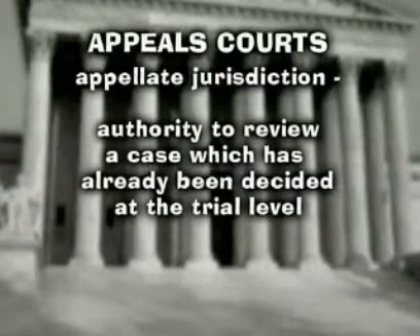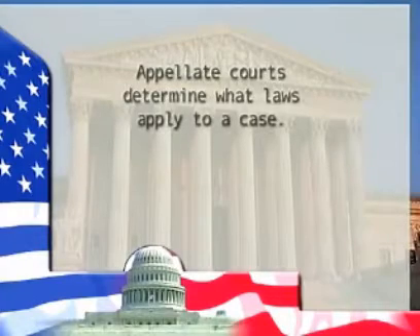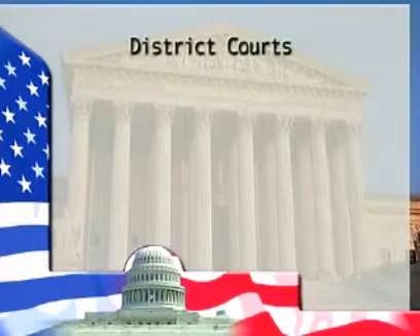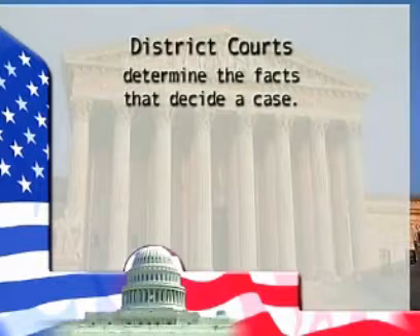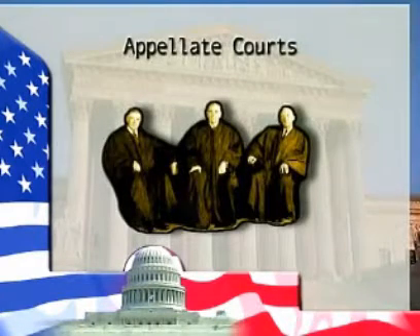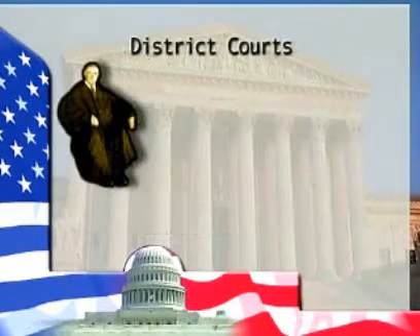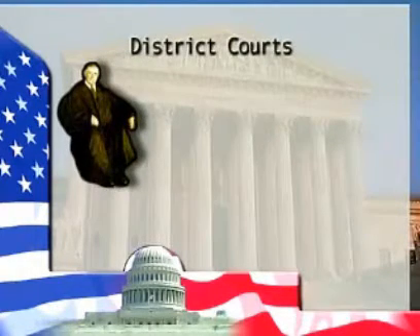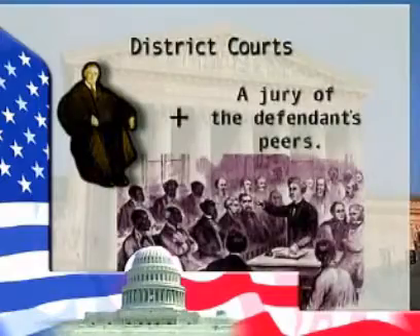One thing to remember is that the appellate courts determine what laws apply to a case. District courts, on the other hand, determine the facts that decide a case. Appellate court cases are usually heard by a panel of 3 judges with no jury. District courts, on the other hand, are made up of 1 judge, and in the case that a trial is held, a jury of the defendant's peers.